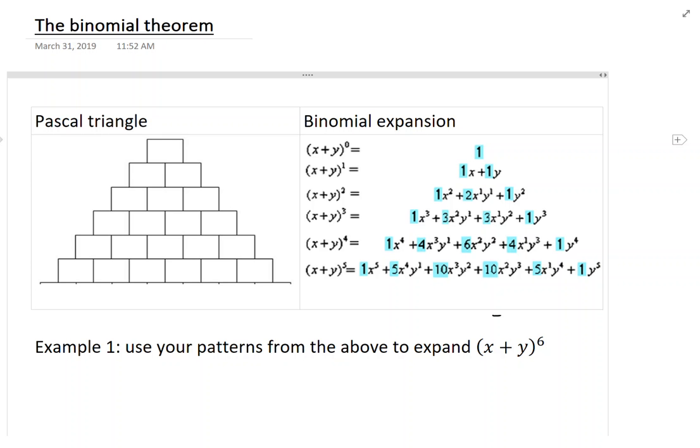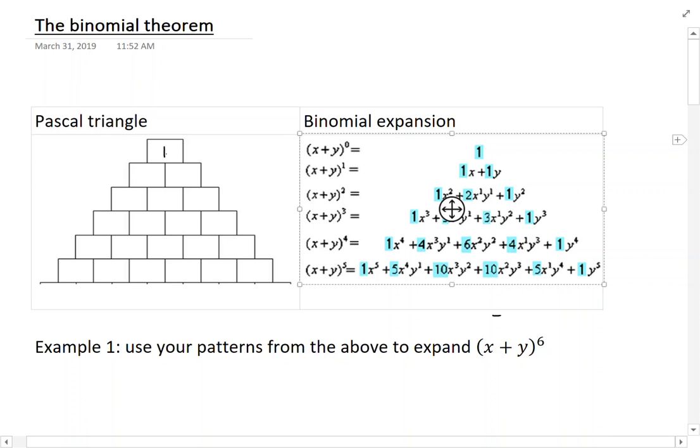Hello, so today's topic is the binomial theorem. First we're just going to look at Pascal's triangle, okay? Pascal's triangle is a pattern that follows the shape of a triangle, hence Pascal's triangle, and the numbers go as follows. The first row is just 1.